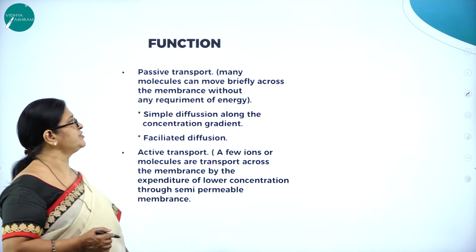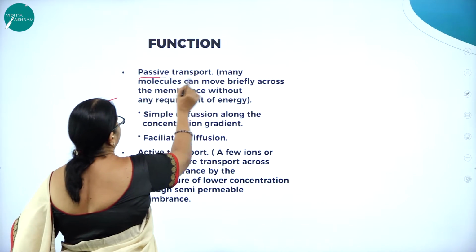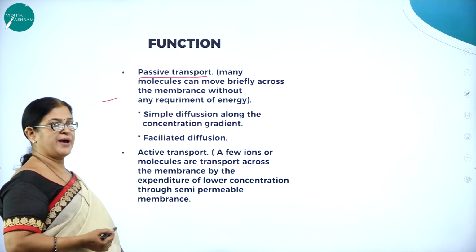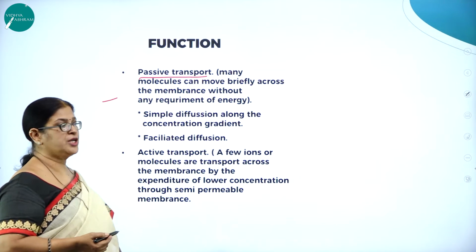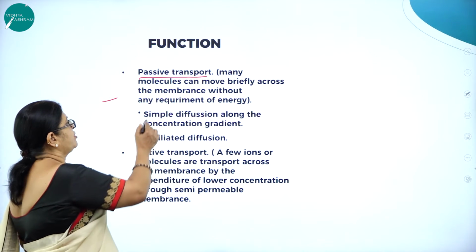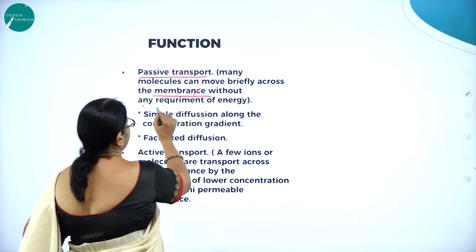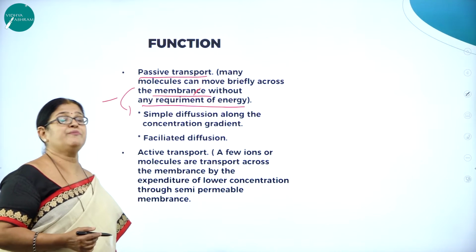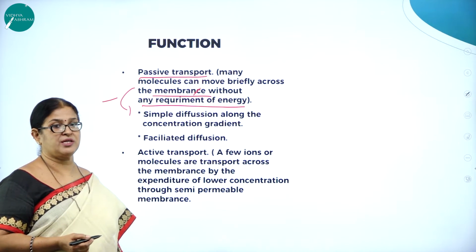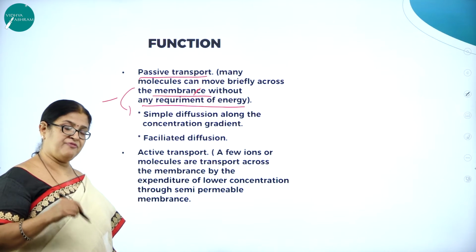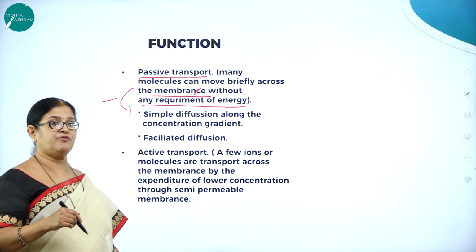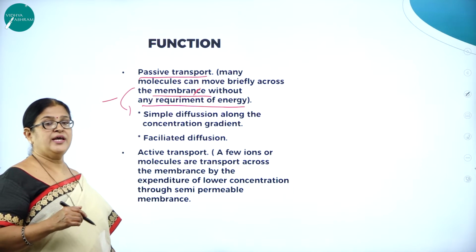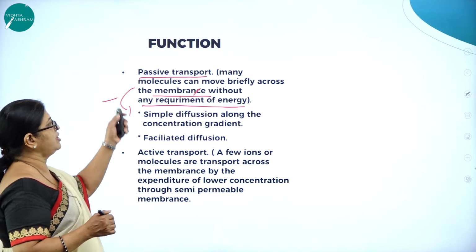So what is the function of this cell membrane? As we know, it is very, very important. It helps in passive transport, that is, many molecules can move briefly across the membrane without any requirement of energy. Hence it is called passive transport. What do you mean by active transport and passive transport? If the process requires energy in the form of ATP, it is called active transport. If it doesn't require energy in the form of ATP, it is called passive transport.